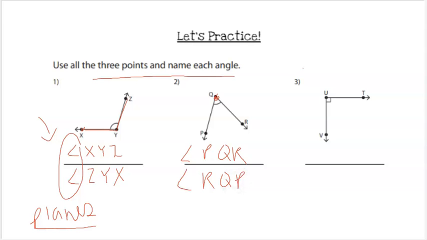I would like you to try naming angle 3, so go ahead and pause it. I'm going to pop up a question in Edpuzzle. Try it, and then we'll continue. To name this angle, we could do angle VUT, or we could do angle TUV. But remember that the vertex always has to be in the middle, so U has to be in the middle.